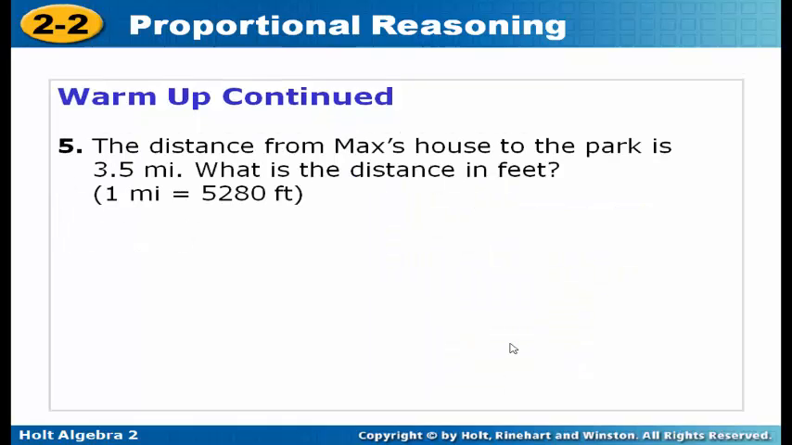The distance from Max's house to the park is 3.5 miles. What is the distance in feet? 3.5 miles. So from miles to feet, multiply by 5,280. We have 3.5 miles, so 3.5 times 5,280 equals 18,480 feet.